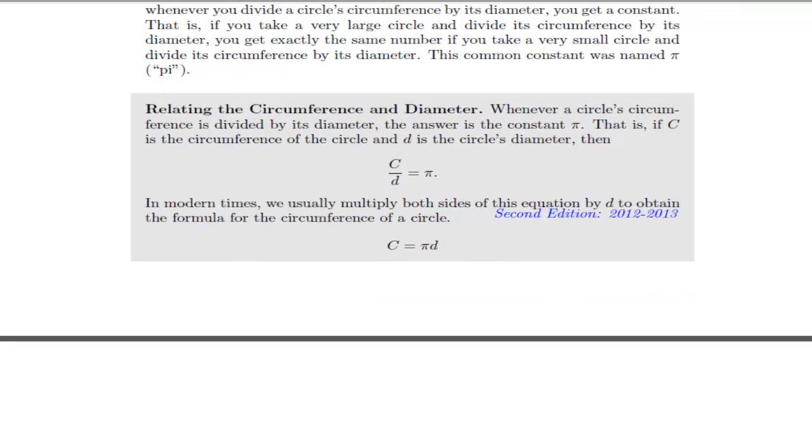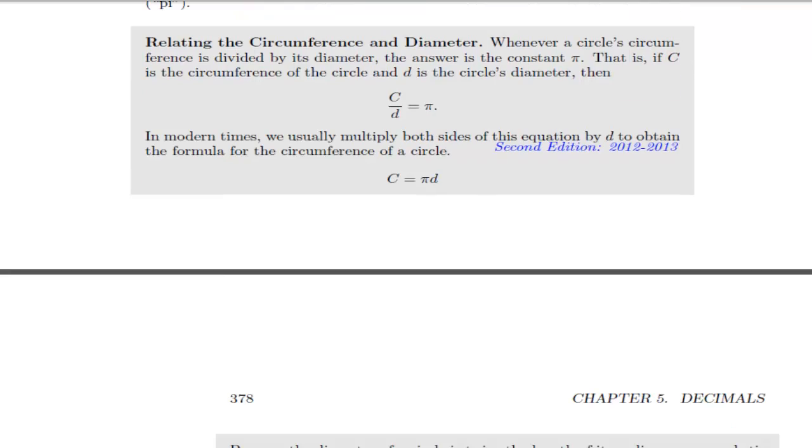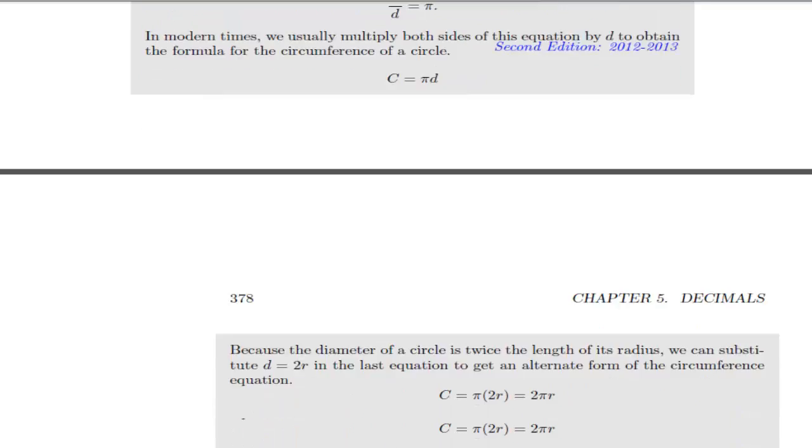Relating the circumference and the diameter. Whenever a circle's circumference is divided by its diameter, the answer is the constant pi. That is, if c is the circumference of the circle and d is the circle's diameter, then c divided by d equals pi. In modern times, we usually multiply both sides of this equation by d to obtain the formula for the circumference of a circle. C equals pi d.